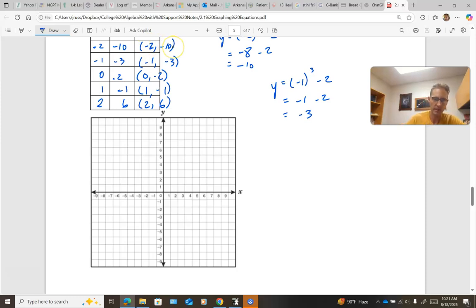-2, -10: to the left 2, down 10. -1, -3: to the left 1, down 3. 0, -2, that's sitting right on the y-axis. 1, -1, be to the right 1, down 1. 2, 6: to the right 2, and then up 6.